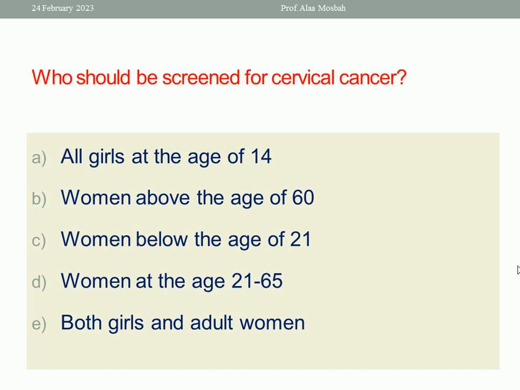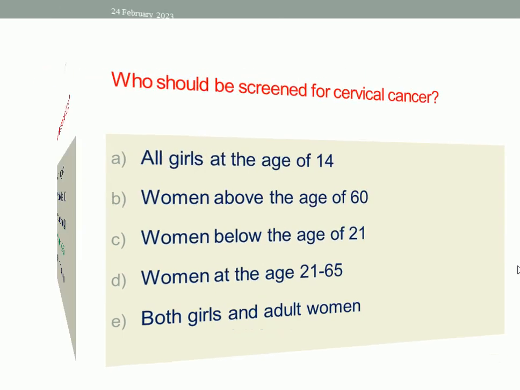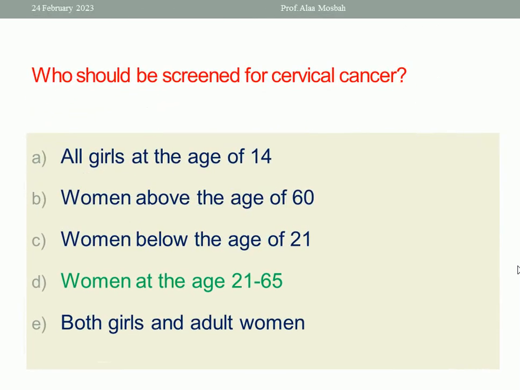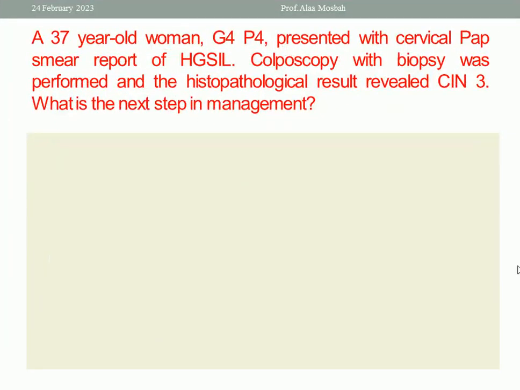As I said before, who should be screened for cervical cancer? Which age group? The best one response here is women at the age of 21 up to 65 years. So the answer is D. Okay, let us go to the next question.